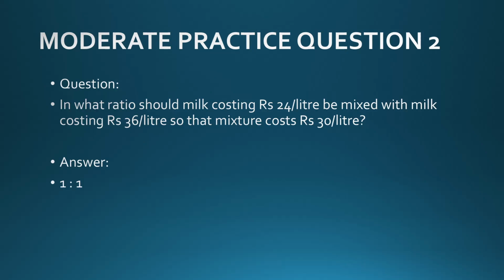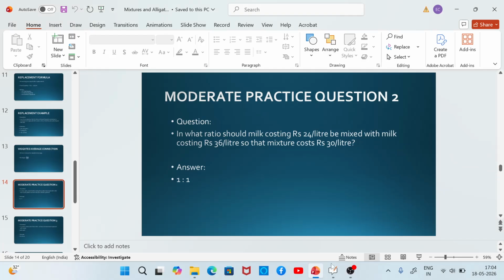Now let's look at a question. In what ratio should milk costing rupees 24 per liter be mixed with milk costing rupees 36 per liter so that the mixture costs 30 per liter? Again, we have the same alligation formula to use here. So 24, 30 and 36.